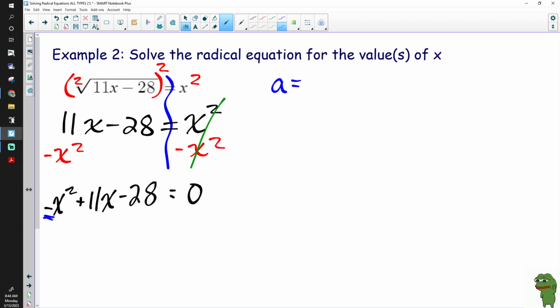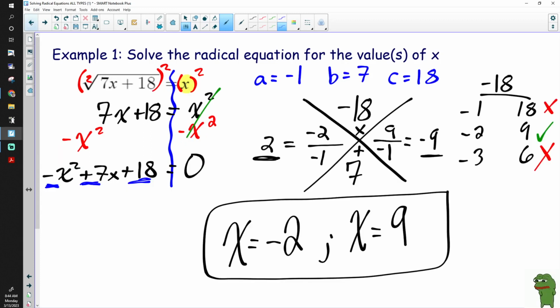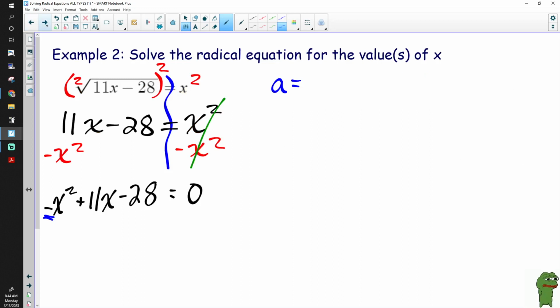Wait, quick question. What was the answer to number 1? It was negative 2 and 9. Just checking.